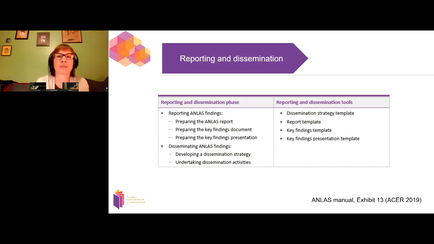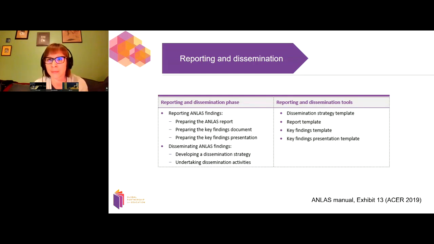The final phase is the reporting and dissemination phase. Reporting and dissemination are an essential part of ANLAS to support broad adoption, debate, and use of the findings. Each country develops a dissemination product such as a country report, a summary of key findings, and presentations. A dissemination strategy is also developed to ensure that the recommendations resulting from the analysis are implemented through the country's education sector planning processes or other policy processes.